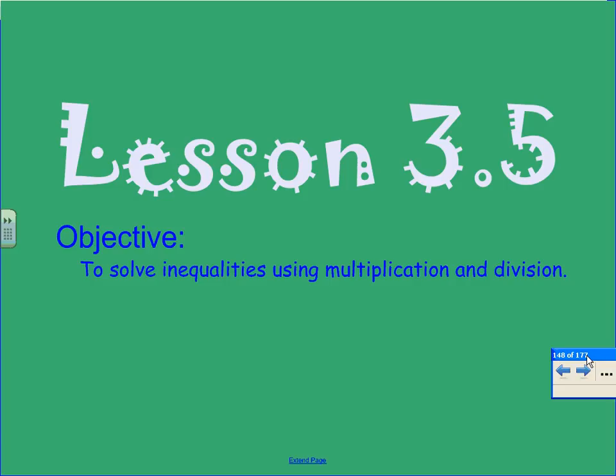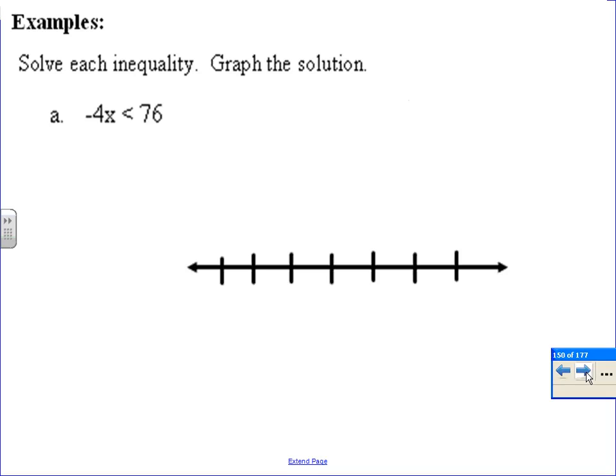You're right. Or divide by what? Good job. So if we multiply or divide by a negative, the inequality sign is going to flip. That's the biggest difference here, is it's going to reverse. If we don't reverse that, but we multiply or divide by a negative, it's not going to be a true statement. Okay, so let me show you some examples of that.